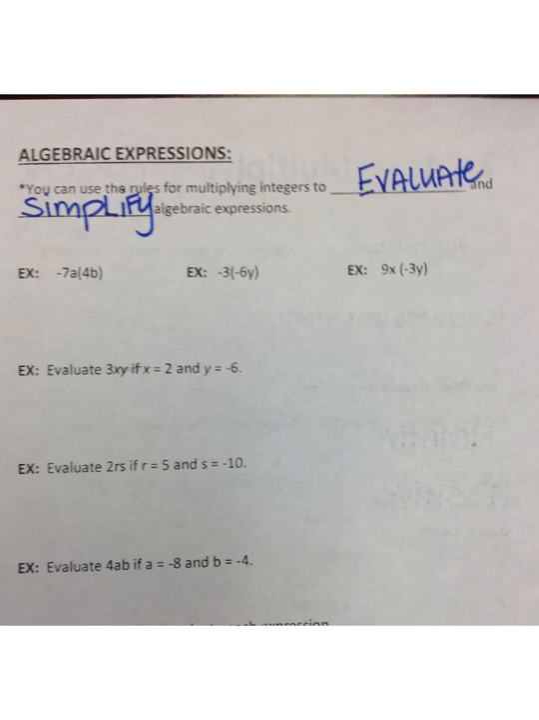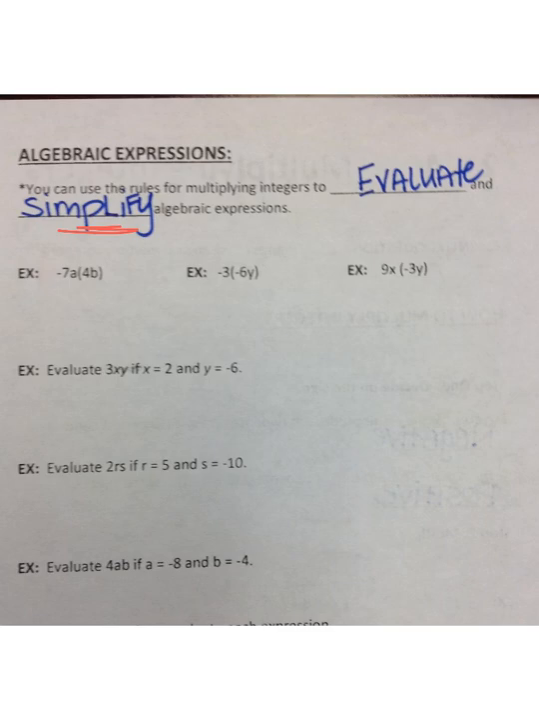Okay, algebraic expressions. We can use the rules for multiplying integers to evaluate and simplify algebraic expressions. For the first three, we're going to focus on simplifying because we can't actually evaluate them, since in the first 3 we are not given values for the exponents. So on example 1, we have negative 7a times 4b, okay?